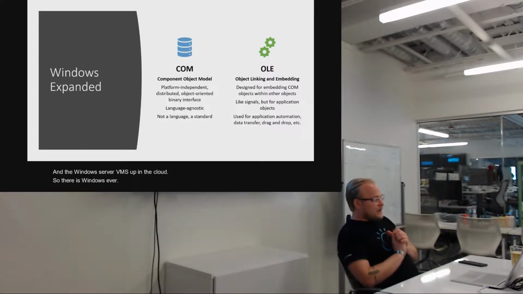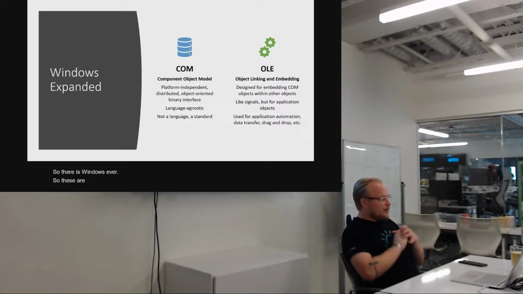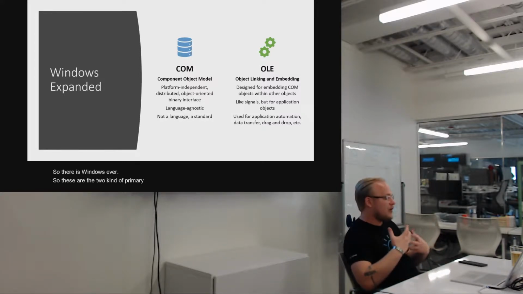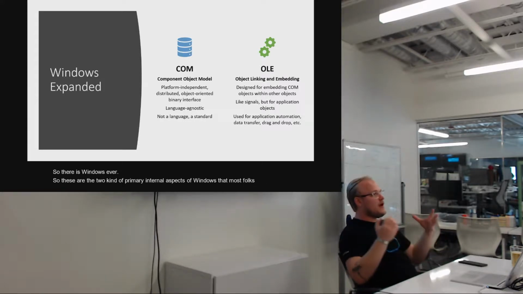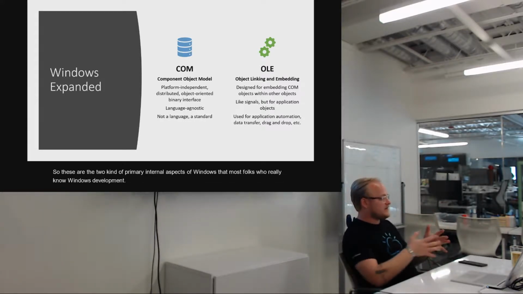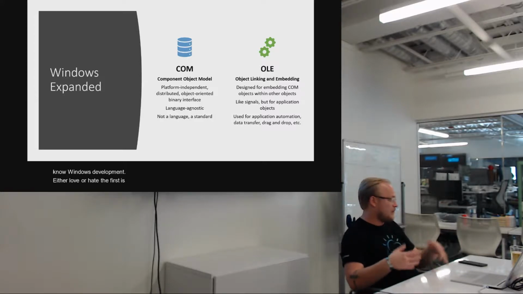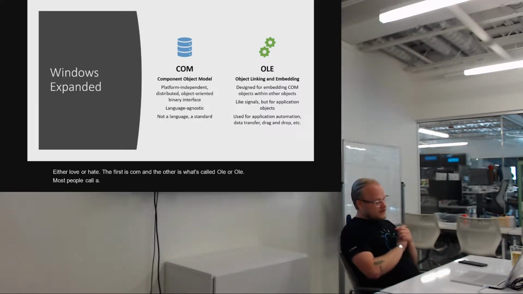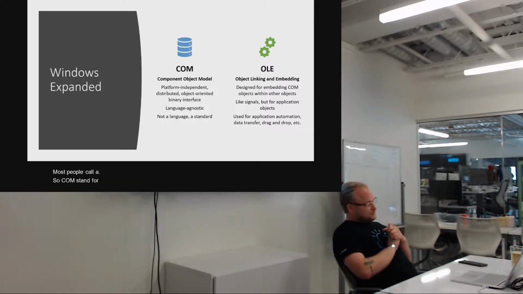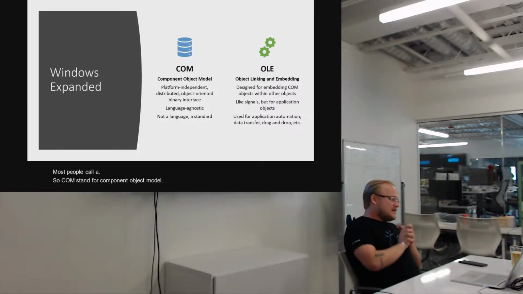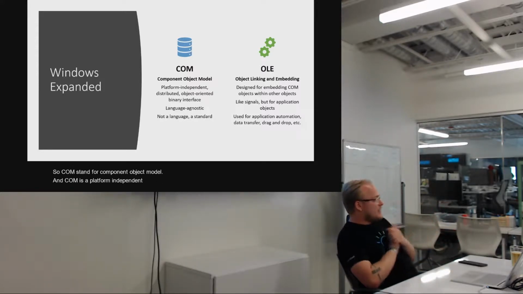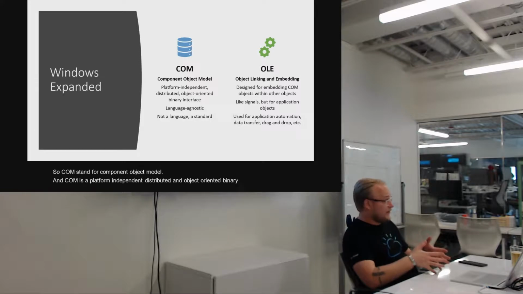All right. So these are the two primary internal aspects of Windows that most folks who really know Windows development either love or hate. The first is COM and the other is what's called OLE, or OLE. Most people call it OLE. So COM stands for Component Object Model, and COM is a platform-independent, distributed, and object-oriented binary interface for Windows.